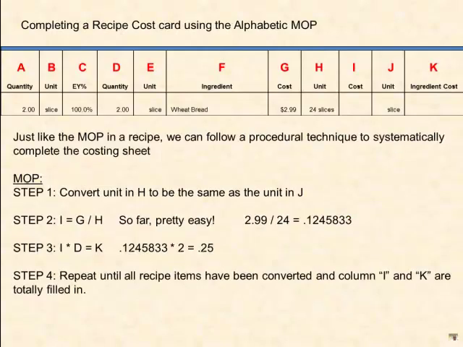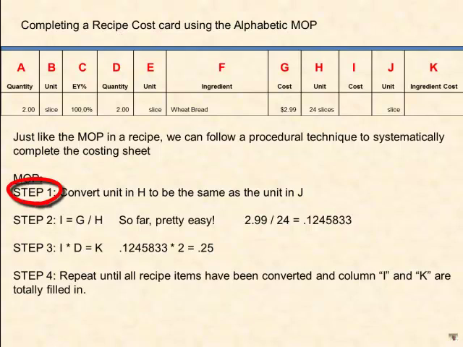Okay, so let's do wheat bread first. Now, just like the mise en place in a recipe or the method of production, we can follow a procedural technique to systematically complete the costing card. So step 1, as noted in that handout sheet that you may have, as well as the one that I just showed on screen, you can use these steps and the letters on the columns of the costing sheet to help give a visual on what you need to do.